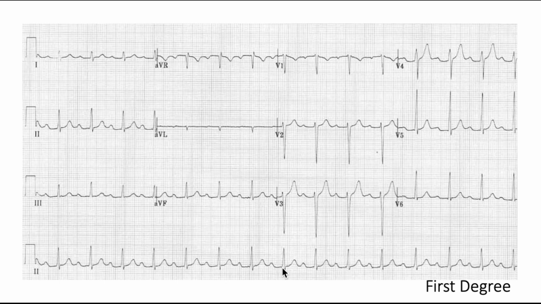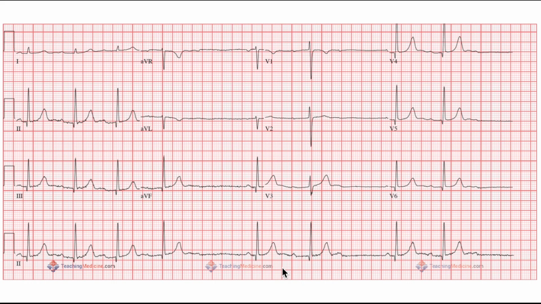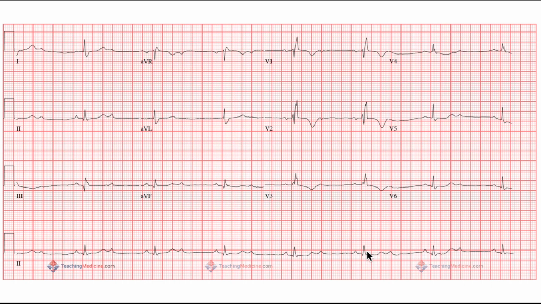So this is a first degree AV block. Over here, we're looking at, once again, that's almost 2 full large boxes wide. So we can look, are they all pretty much consistent? And here you're actually seeing a short one. It gets longer enough that the QRS complex drops. And so this is second degree AV block type 1.